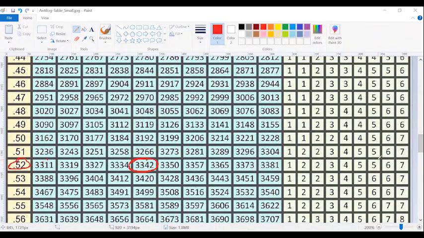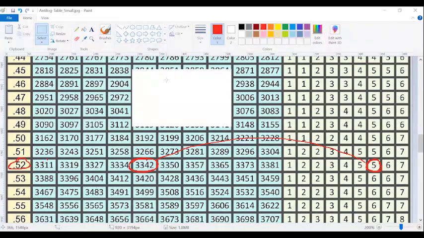So for 7, here it is 5. Now you will add these two numbers, 3342 and 5. So you will get 3347. So 3347, you will write 3, 3, 4, 7.